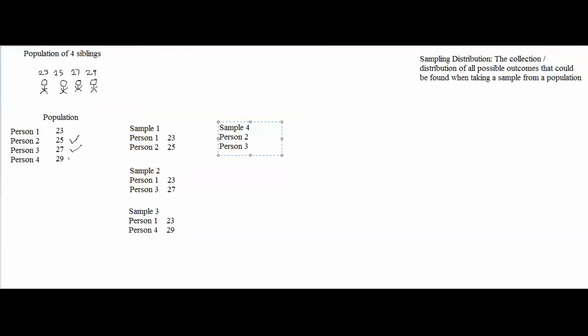And if we select person 2 and person 3 to be our sample, then the two ages that we'll be recording are 25 and 27. We paired person 2 with person 3. Now we have to pair person 2 with person 4. And that'll be sample 5.